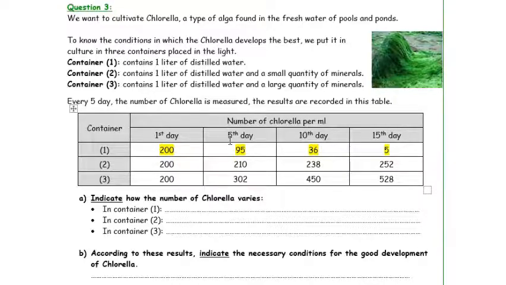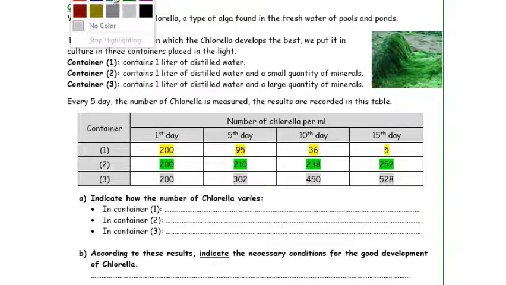They're dead. In the second container, we had 200 chlorella at the beginning. After 5 days, we gained 10 more. At day 10, we had 238. That means 38 more chlorella. After 15 days, we have 252. This means 200 and this means 52 more chlorella.